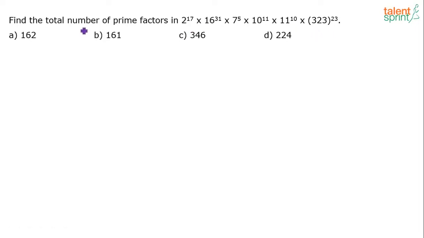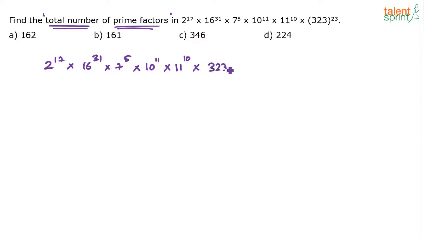Now this is a standard question type, right? What is he asking us to find out? Total number of prime factors in the given expression. What is the expression? 2 power 17 into 16 power 31 into 7 power 5 into 10 power 11 into 11 power 10 into 323 power 23. Understand, for you to find out the total number of prime factors, first of all the bases have to be prime numbers. Here not all the bases are prime numbers, like 16 is not a prime number, 10 is not a prime number, 323 also is not a prime number, right?